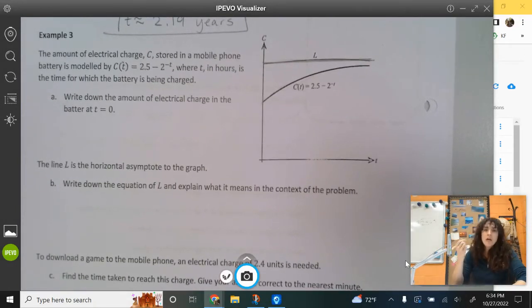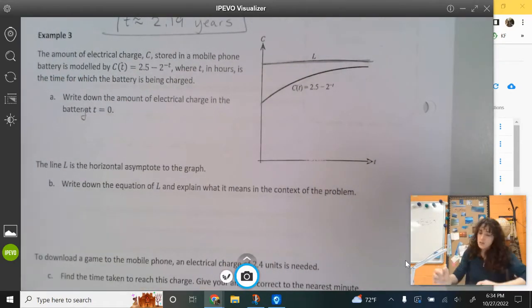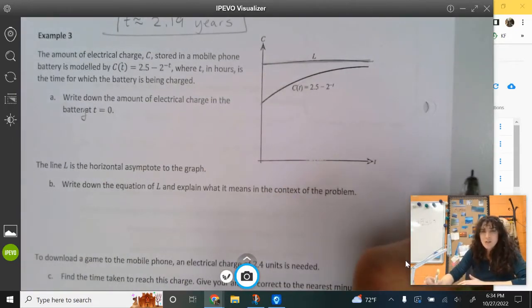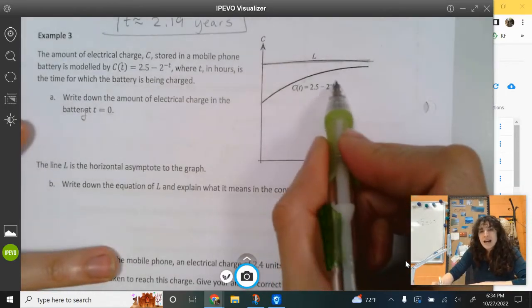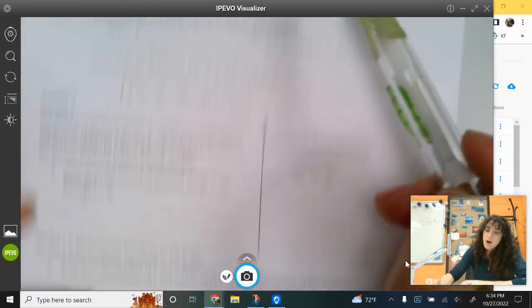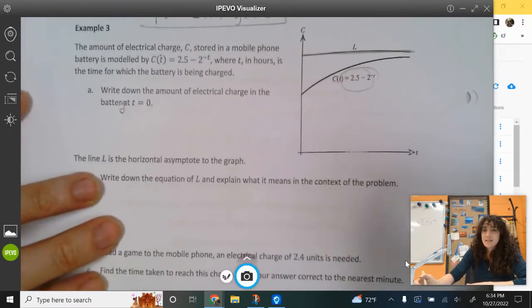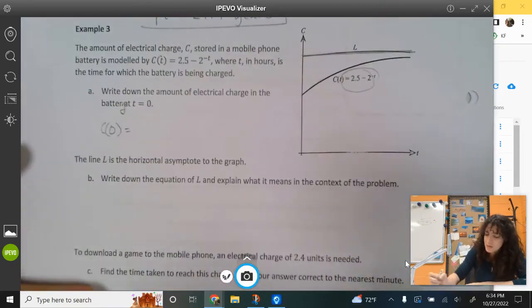Okay, write down. So it should be super easy. Write down the amount of the electrical charge in the battery at T equals 0. T equals 0, we could just plug it in, but it does say write down, so it should be telling me that it's easy. But maybe this isn't easy to see because this isn't really written like our standard form up here. It might not be easy for you to see what K and C is, but we could totally just plug in 0 and then we'll make the connection later.